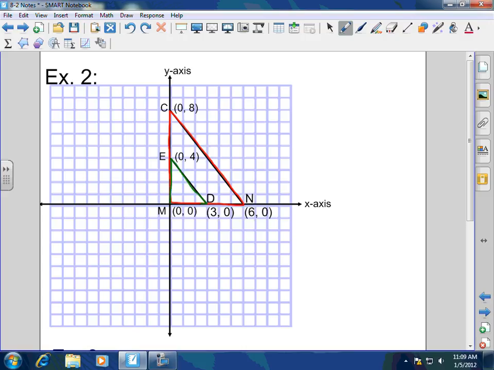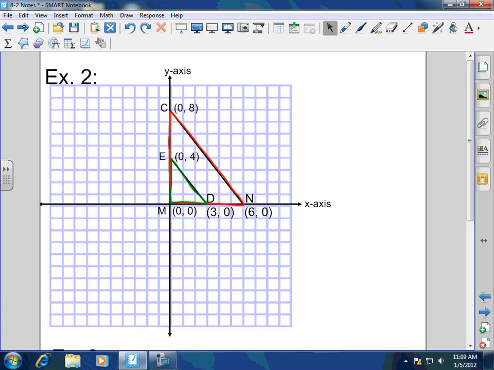So first of all, if it's a dilation, that means that it's larger. So MCN is definitely larger than MED. MCN is a dilation of MED, and they tell you that it has an enlargement ratio of 2 to 1 for each pair of corresponding sides. Find the length of the side MC.